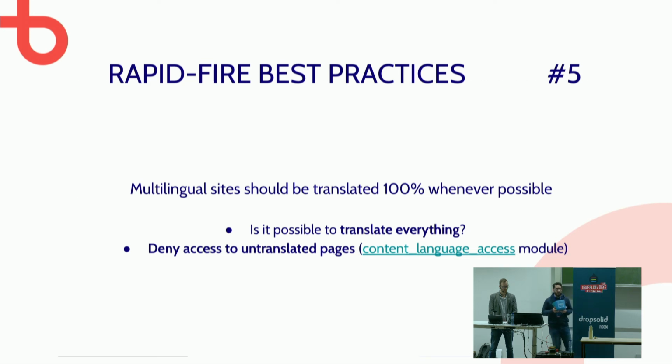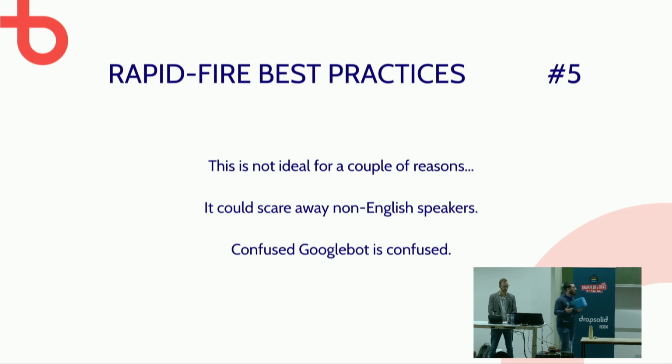Also, if you have a site in multiple languages, try to translate it as much as possible. The best solution, of course, is just to translate everything. But if your client is very lazy, you can also solve this by denying access to untranslated pages by using a module like content language access. This is most of the time best, just because otherwise Google might become confused. It loads an English page and sees some Dutch text or some French text, and it doesn't really know what to do. So try to translate everything as much as possible, or hide the pages, if that's okay for the client, of course.